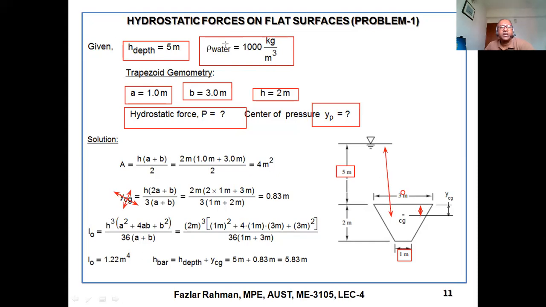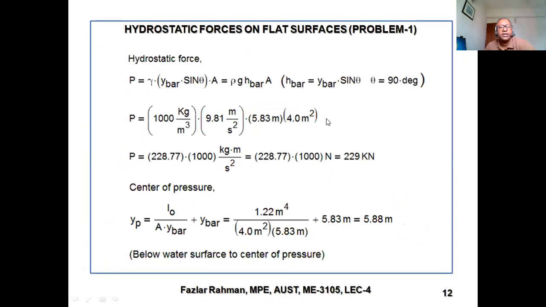So you figure out the YCG, 0.83. That means this distance is 0.83. Then I naught equal to this one. Then we have found I naught equal to 1.22 meter to the power 4, and H bar equal to H depth plus this YCG. That means this 5 meter plus 0.83 meter, we're getting 5.83. Okay. Now we need to figure out the center of pressure, YP.